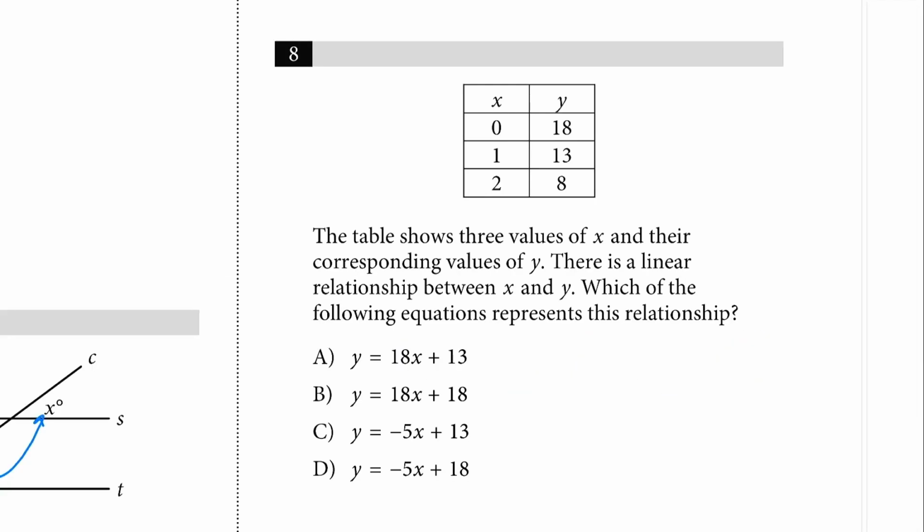The table shows 3 values of x and their corresponding values of y. There is a linear relationship between x and y. Which of the following equations represents this relationship? As x is increasing, y is decreasing, which means that we are going to have a negative slope. So B and A are out. Then our y-intercept is 18, which means that this value has to be 18. So the answer is D.